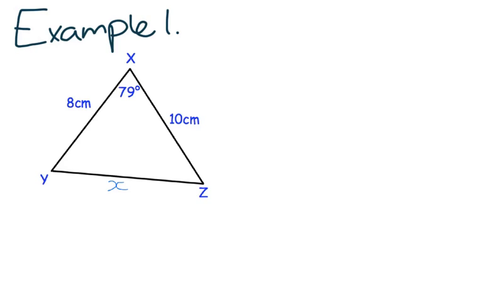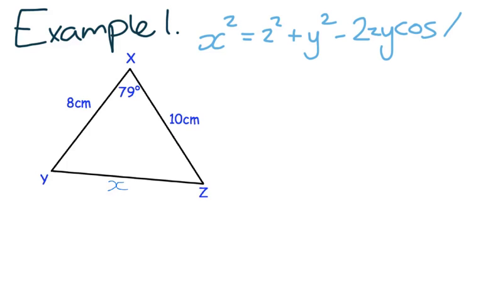So, first example, we're trying to find x. I've actually used different letters for this one, to show you that you need to be able to adapt the formula from c, a and b to any letters. So I've got x as the unknown, so we're going to put x squared is equal to the other two sides. It was a squared plus b squared; in this case, it's going to be z squared plus y squared, and then take 2zy cosine of capital X.